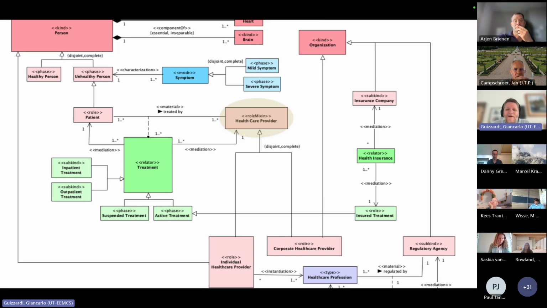So in this example, healthcare provider here, it's a type that looks like a role, right? Because here, no healthcare provider is necessarily a healthcare provider. In order to be a healthcare provider, you need to provide care for someone, so it's a relational condition, but it classifies things of multiple kinds, both people and organizations. So you can have both individual healthcare providers and corporate healthcare providers, hospitals, clinics, and so on.